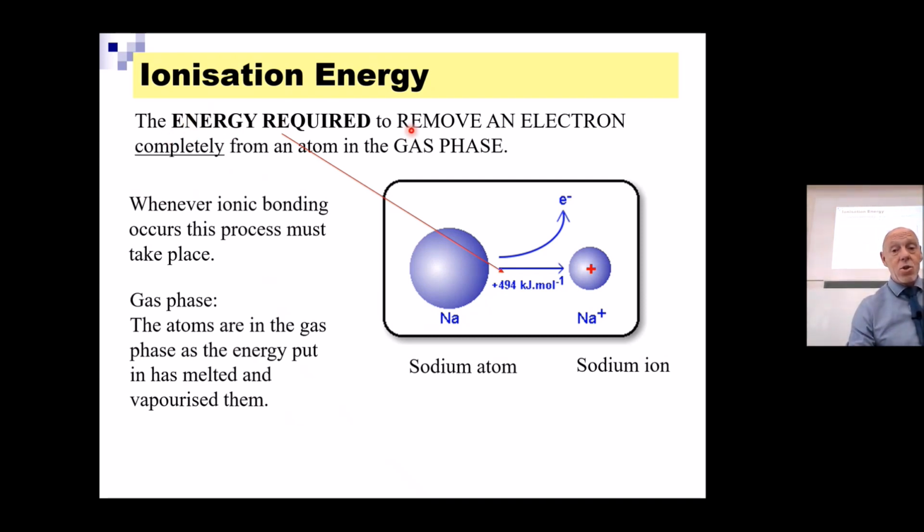This definition up here, if I was you, I would highlight it, because we can ask it from you for 2 marks. You have to get it word perfect. You can't leave out the gas phase bit of it. You can't leave out the word completely. Ionization energy is the energy required to remove an electron completely from an atom in the gas phase. So you must learn your definitions properly. So that's it in words.